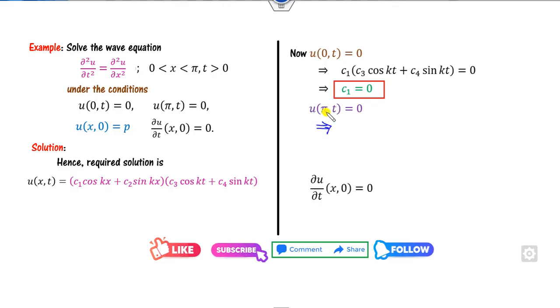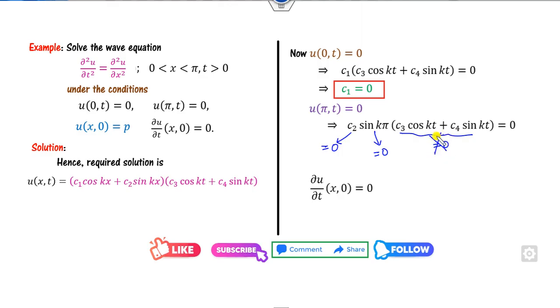Now, I can substitute here. That means x is equal to pi. I can substitute C1 is 0. So this number becomes C2 sine k pi into C3 cos kt plus C4 sine kt is equal to 0. Now again you have this 0. Can C2 be 0? Either this 0 or this 0.